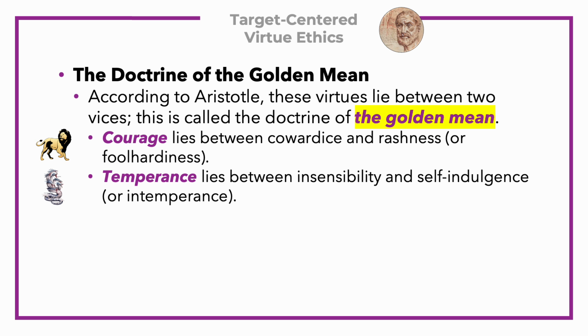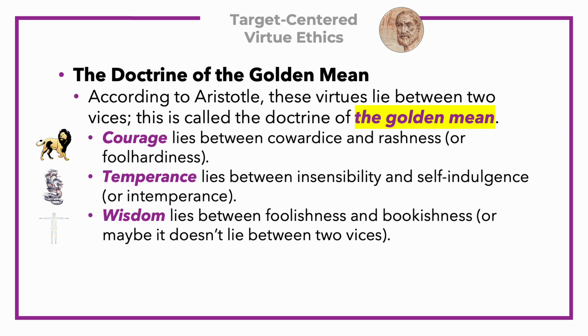Temperance. Temperance lies between a kind of insensibility, someone who doesn't appreciate pleasurable things, and the person who overindulges, is self-indulgent, or we might say intemperate. So back when I was younger, I thought it's always wrong to drink alcohol, and that's absolutely a bad thing. But over time, I've come to think, no, that's not really the right way to think about it. But it's also not good to overindulge in alcohol. So finding a middle ground there is the virtuous thing to do.